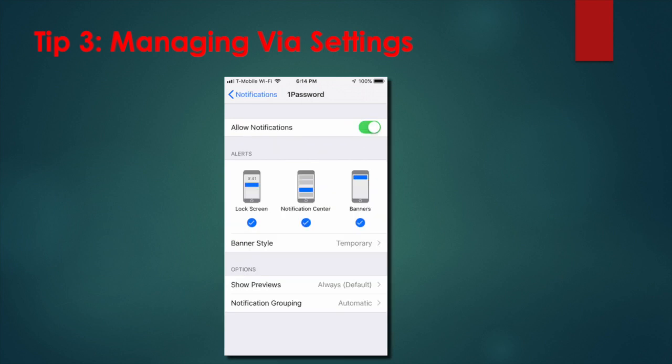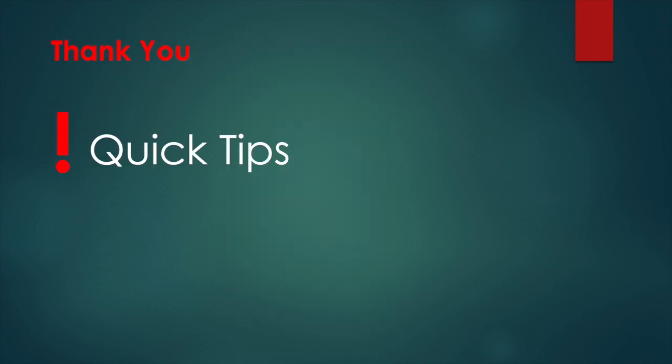Here you can allow or disallow notifications, set how you would like to be alerted or notified, set the banner style, and adjust some additional options. You may want to spend some time considering how you'd like to be notified by each app, if at all, and then experimenting with these many options. So that's 3 in-depth tips to help you manage how and when you are notified by apps on your iOS 12 device. Now, go spend some time tweaking them.